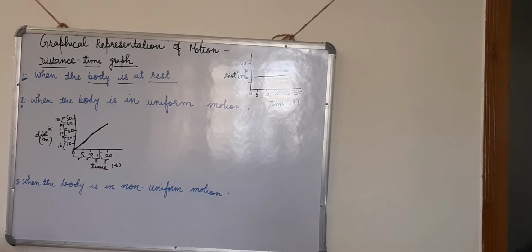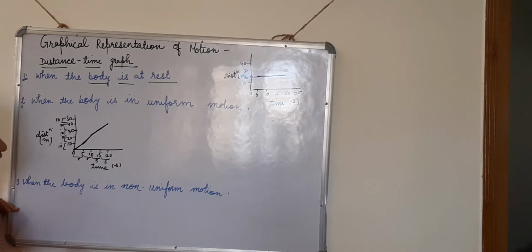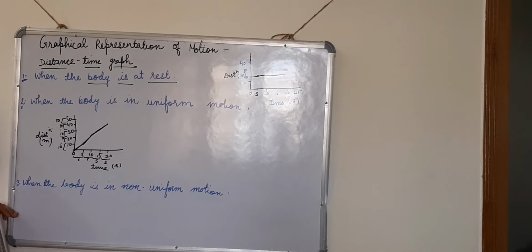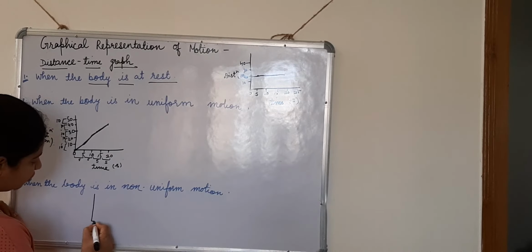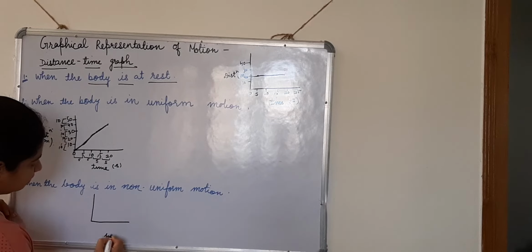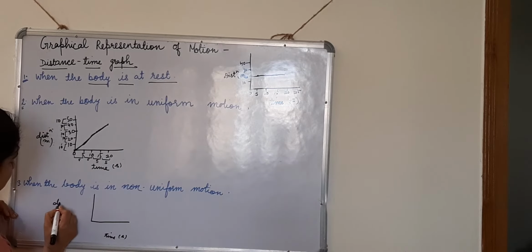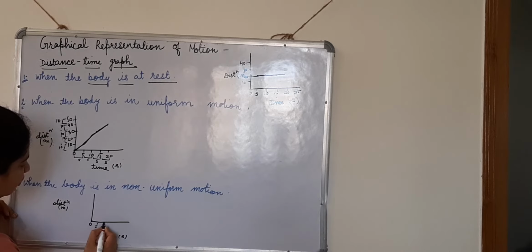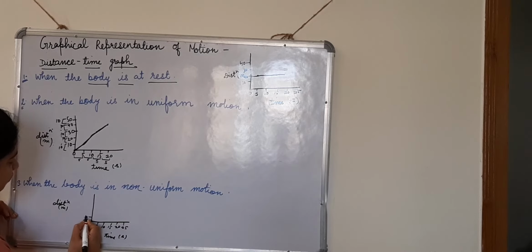Now, when the body is in non-uniform motion, that means when the body is covering unequal distance in equal intervals of time, let us draw the graph for such a body. This is time in seconds. This is distance in meters. So this is 0, 5, 10, 15, 20, 25. This is 10, this is 20, this is 30, and this is 40.